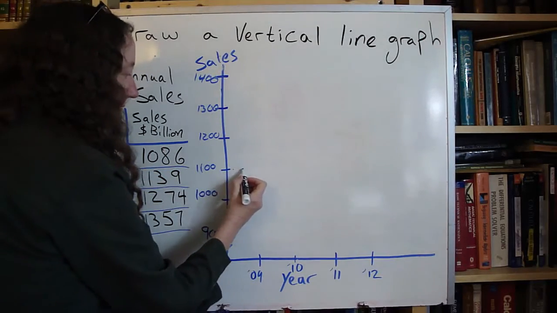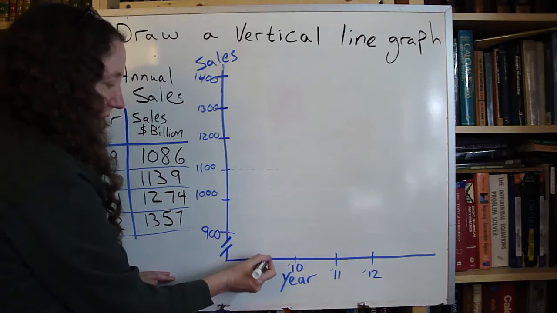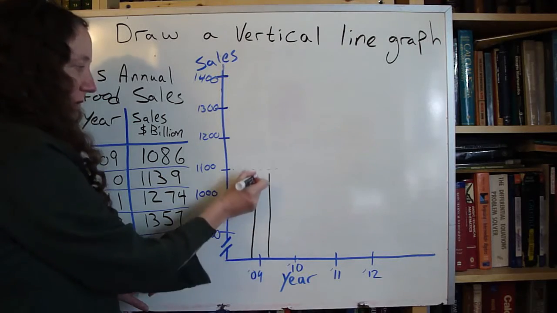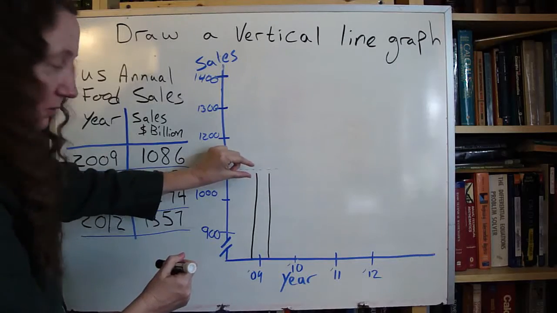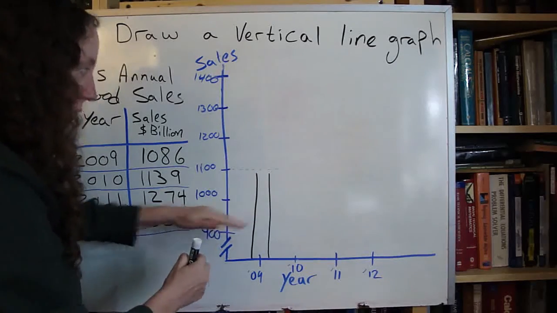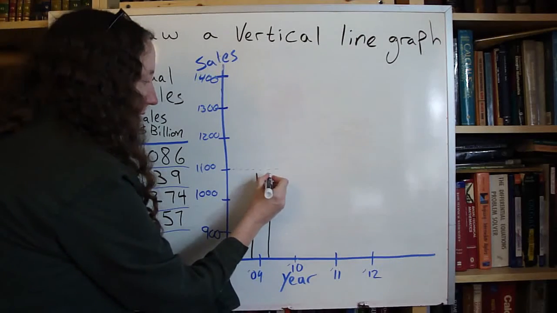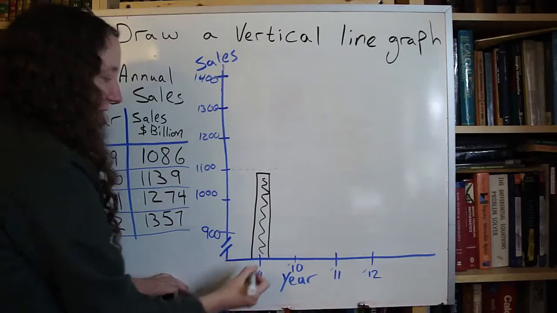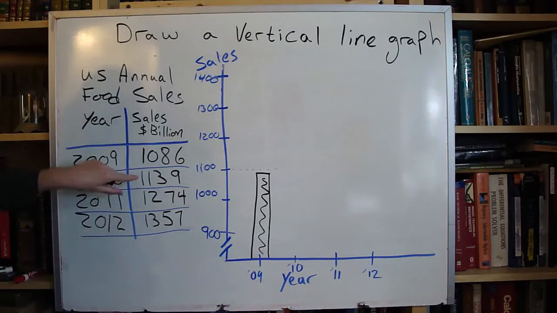So I'm going to put a dashed line, and then I have my 09. I want it to come up from there. And I want it to stop. There's a little gap there. I want it to stop below the 1100. And there's my line. And then I shade that in. That is my bar graph. That's the start of it.